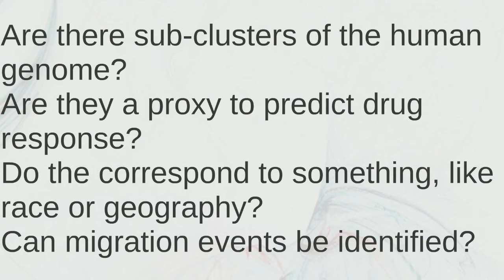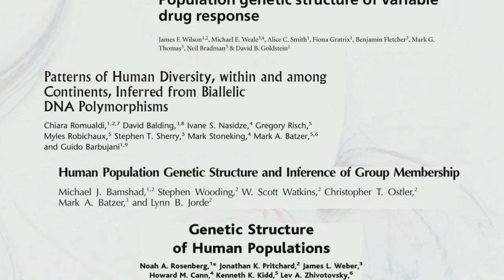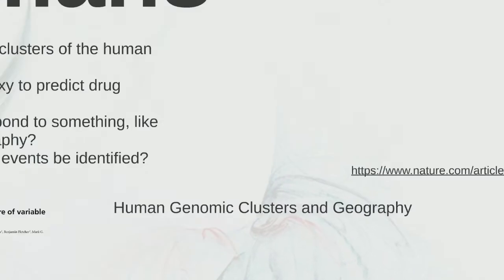Is there something like a race or geography? Is there a correlate to race or geography within the genome? And can you actually see migration events within the genome? They're all reasonable questions, and as all the human genome sequencing was being done, a lot of papers tried to answer them. So here are examples of some of those papers.